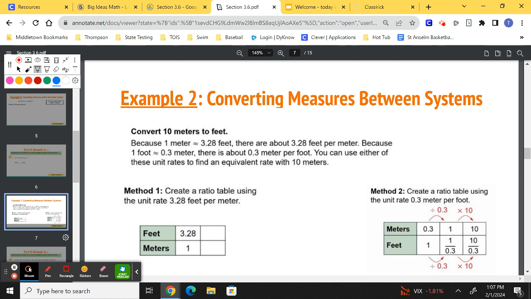All right. Now we're converting measures between systems. So we're in example 2. Now this is when it gets a little tricky because you have decimals, okay? You're going to get really long decimals and they're going to ask you to round to the nearest hundredths. And after seeing how you did with your rounding yesterday, we need to practice that.